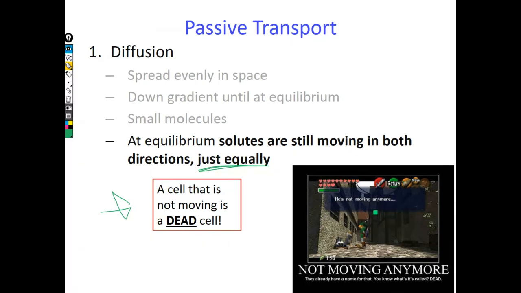Okay, passive transport and then diffusion itself feel okay?